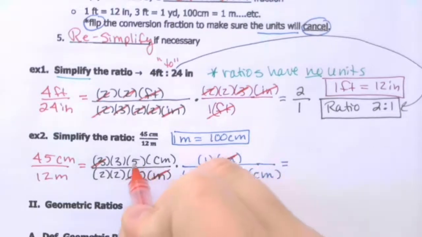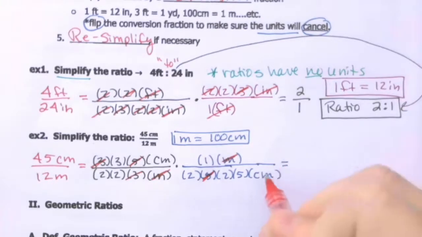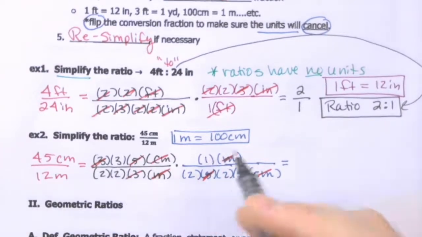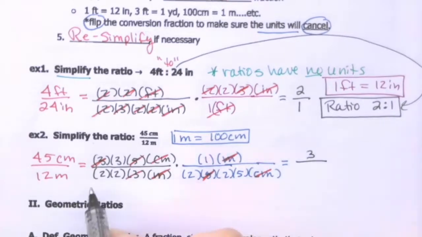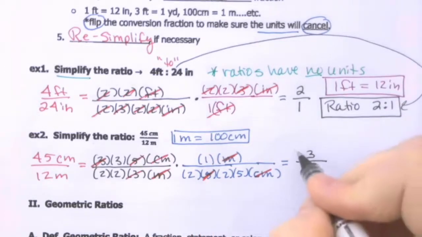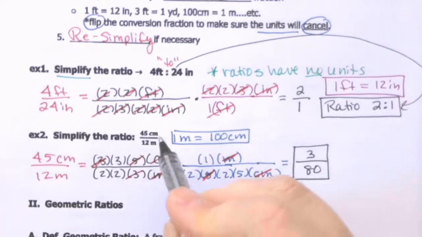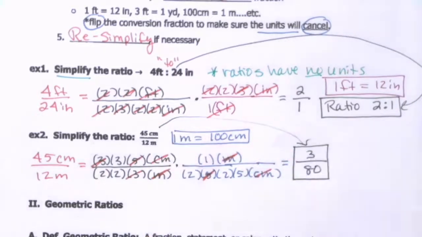I have a 5 on bottom, a 5 on top. I have centimeters and centimeters. And that's pretty much it. So what have I got? I have 3 times 1 on the top, which is 3. I have 4 times 2 is 8, times 10 is 80. And we're going to leave our ratio in fraction form because that's what we started with. All right, that's how you simplify a ratio. You have to use a conversion fraction. If you don't know the conversion fraction, Google it and get the conversion fraction.